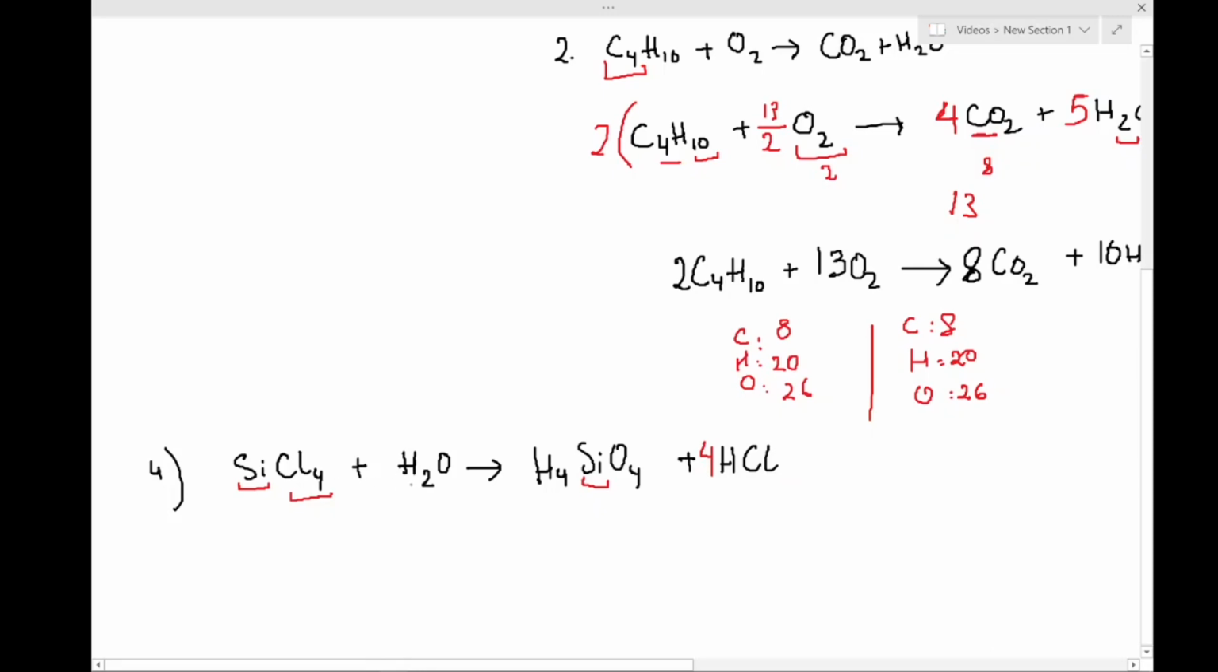Now let's move on to the hydrogens. So I have 2 hydrogens on the left hand side, but on the right hand side I have 4 here and then I have another 4 here, which give me 8. So what I'll do is I'll put a 4 here. Now let's check the oxygens. So 4 oxygens here because it's being multiplied by the coefficient, and then 4 here. So just by balancing the chlorines and the hydrogen, the oxygens balance themselves, which make it pretty easy for us.